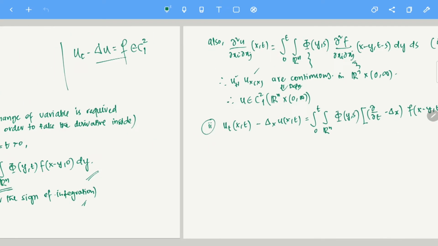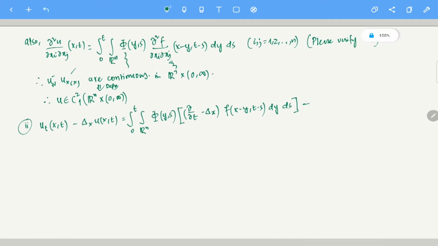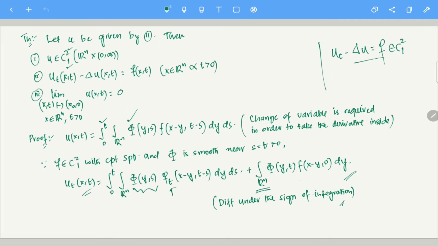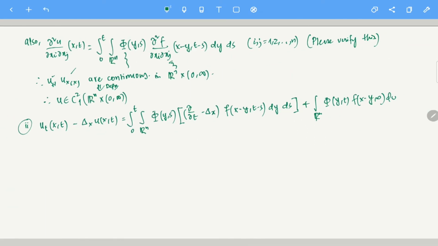I have this boundary term: plus the integral over R^n of phi(y,t) f(x minus y, 0) dy. We have x minus y, 0, right? Phi of (y,t) f of (x minus y, 0) dy. Clear? So we have this stuff. I'm just writing it together. That's all, nothing else.